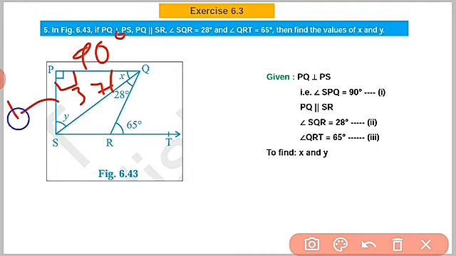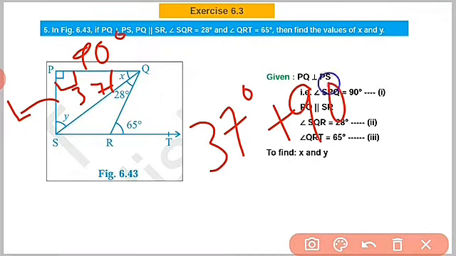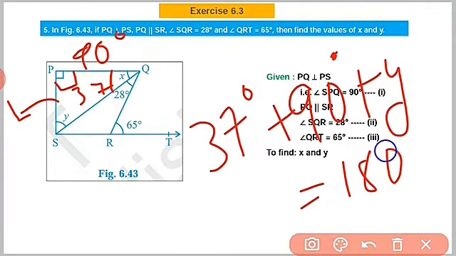So we can find the value of Y by using the angle sum property of a triangle. When we apply the angle sum property, the sum of all the angles is equal to 180 degrees. So 37 degrees plus 90 degrees plus Y is equal to 180 degrees.